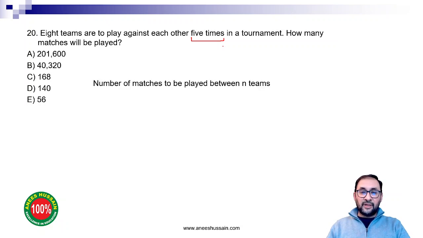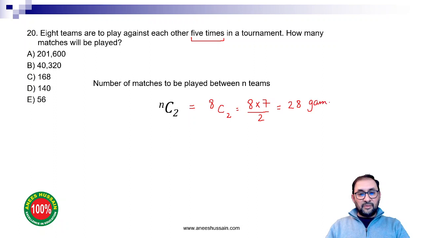So the number of games that will be played between n teams is nC2. In this case, there are 8 teams. So we'll do 8C2, which is going to be 8 times 7 divided by 2, which is going to be 28 games. So the number of games played will be 28, assuming that they play against each other exactly once. However, in this particular tournament, each team is supposed to play every other team 5 times, not once. So once you found the answer is 28, that's the number of games that will be played if they played against each other exactly once.